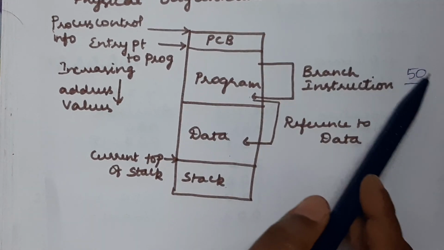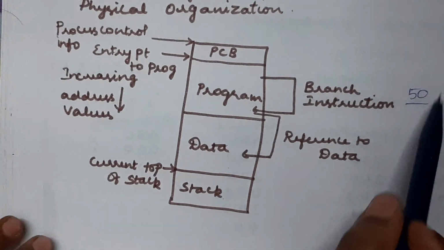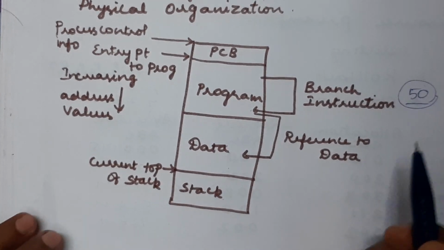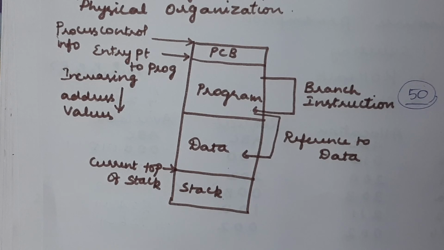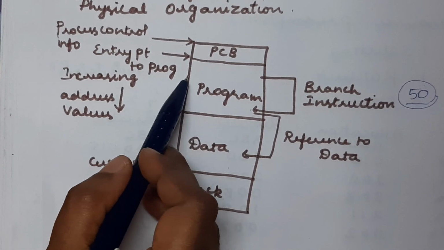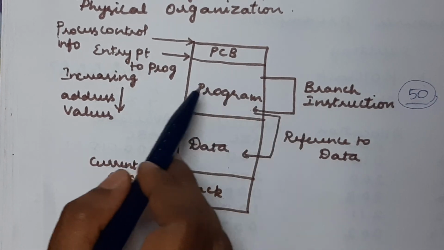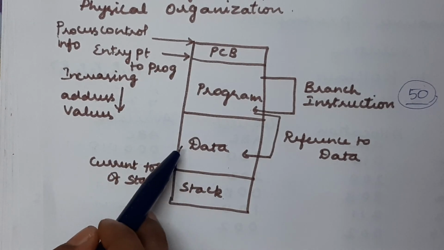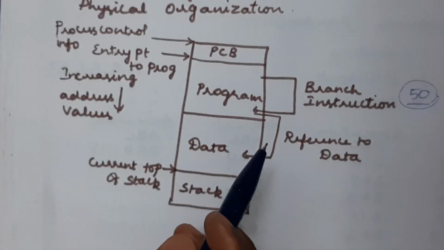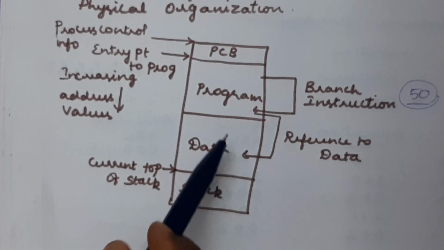But this is not the physical address. It is just a reference. After 50 locations you can find that instruction, so you need to find out the physical address. You have to take the current location of this branch instruction and add 50 locations to it, then you will get the physical location, the physical address.